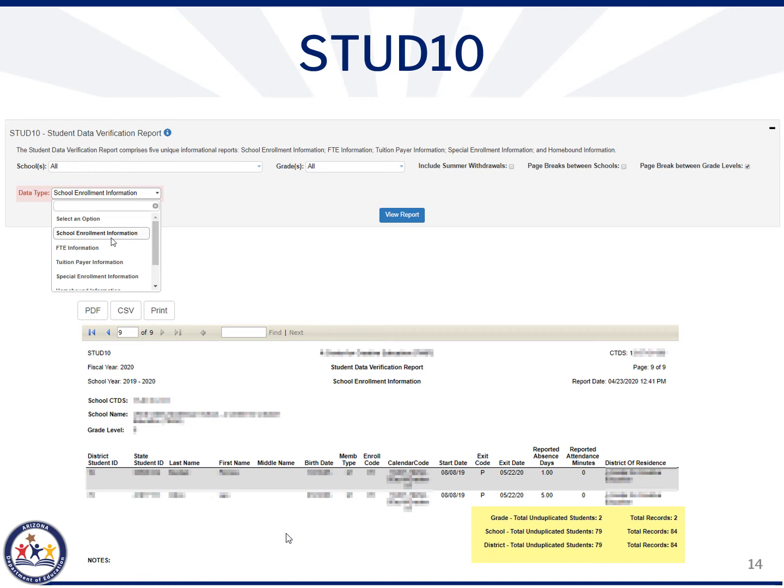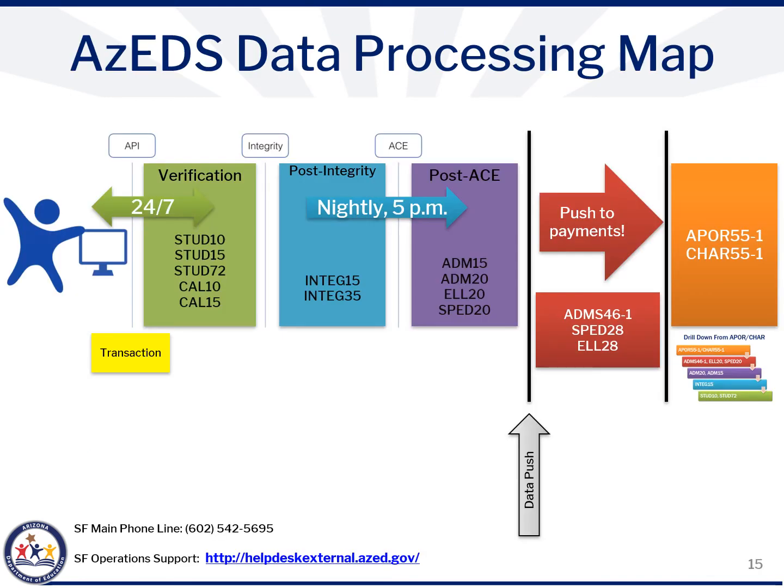Does that number make sense to your roster? And have all of the students landed from your SIS as you expected to in AZEDS? From this AZEDS data processing map, you'll see that we worked backwards from the ADM 20 to validate if the ADM was where I expected it to be.